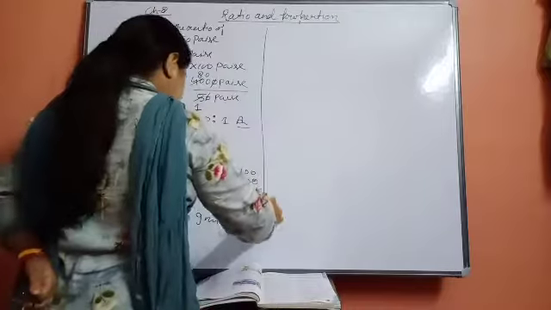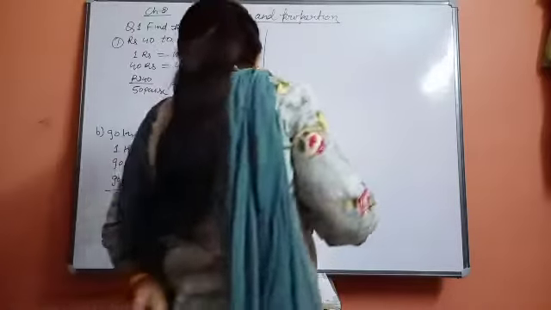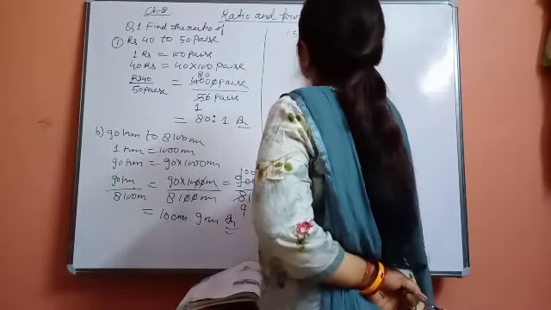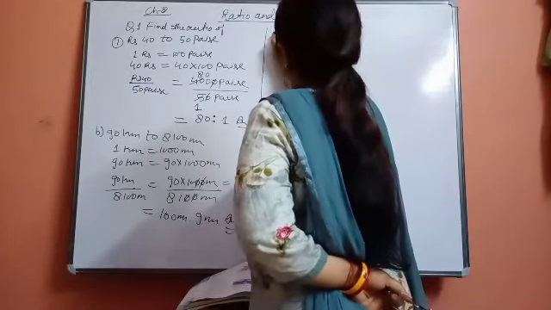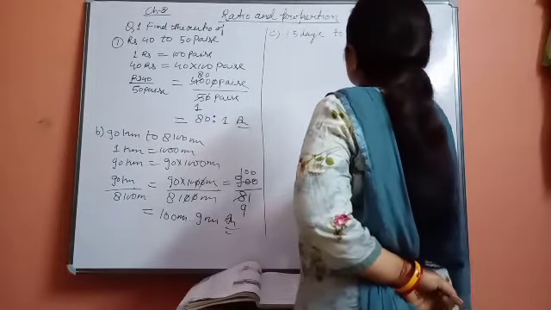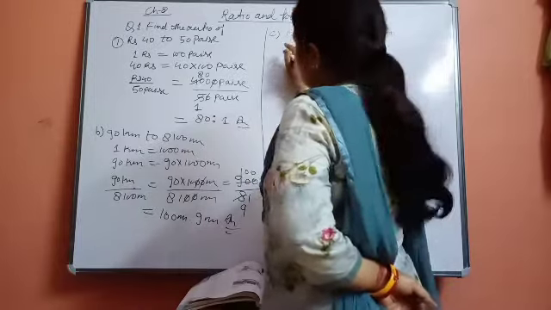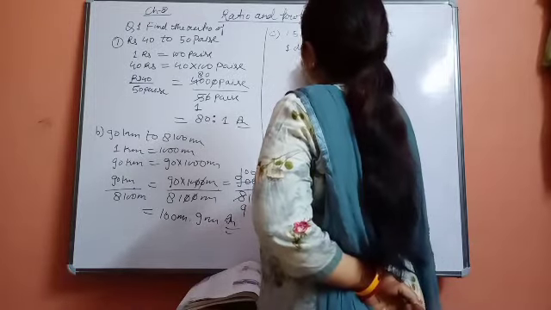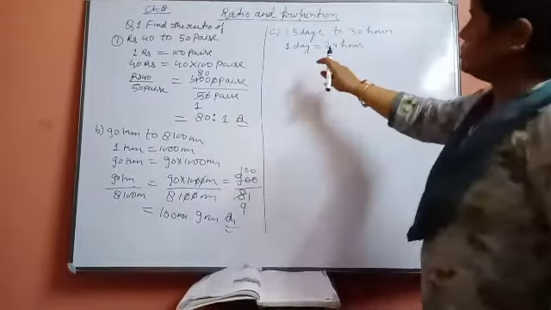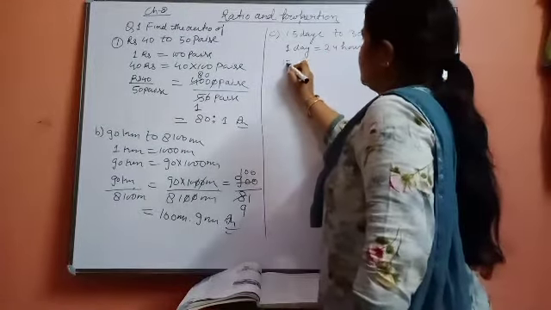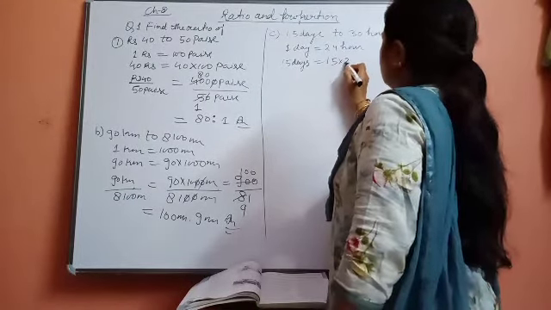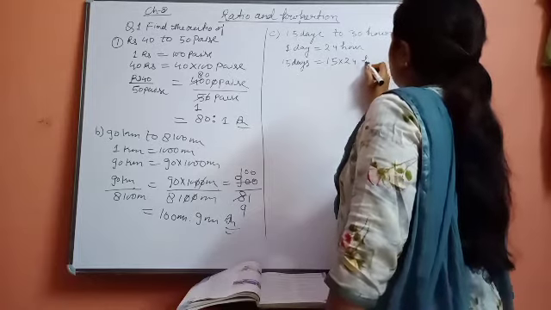What is the part now? 15 days to 30 hours. How will we do it? First, the days. 1 day is equal to how many hours? 1 day is equal to 24 hours. So convert these 15 days into hours. 15 days is equal to 15 into 24. This much of hours.